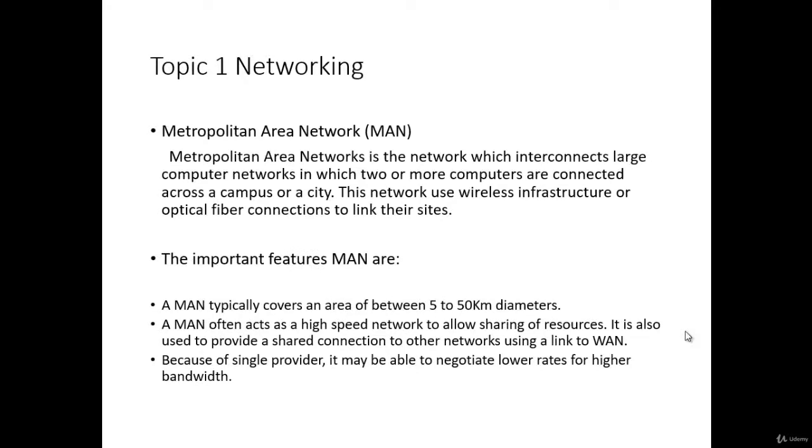Metropolitan area network. A metropolitan area network is the network which interconnects large computer networks in which two or more computers are connected across a campus or a city. This network uses wireless infrastructure or optical fiber connection to link their sites. The important features are: a MAN typically covers an area of between 5 to 50 km diameter. A MAN often acts as a high-speed network to allow sharing of resources. It is also used to provide a shared connection to other networks using a link to a WAN. Because of a single provider, it may be able to negotiate lower rates for higher bandwidth.